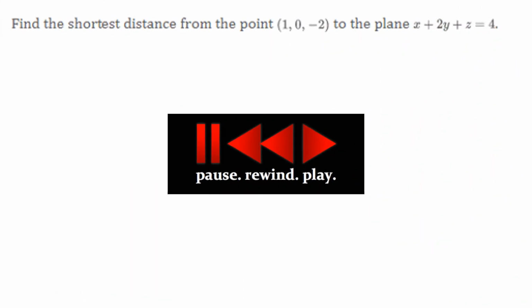Here's another application. Here what we're supposed to do is find the shortest distance from the point 0, 1, minus 2 to this plane x plus 2y plus z equal 4. You know what to do. Let's see how you did.